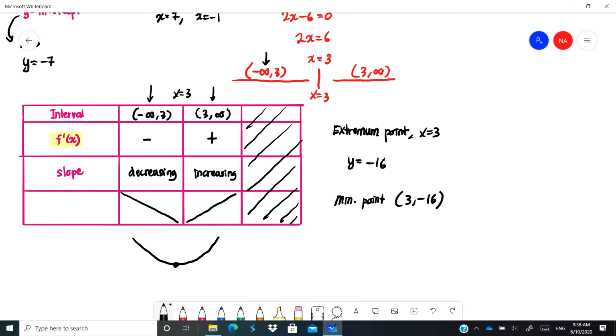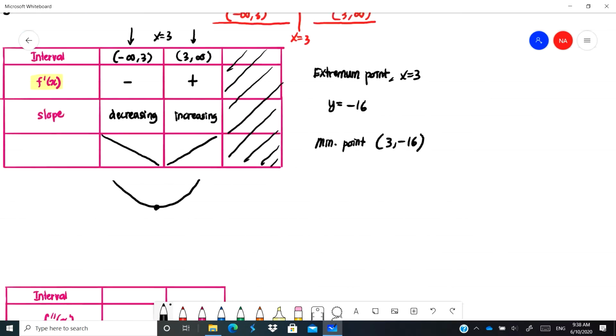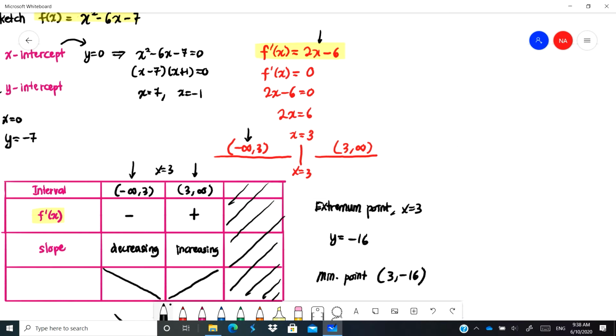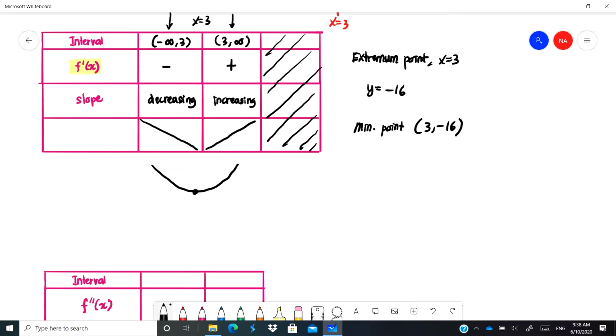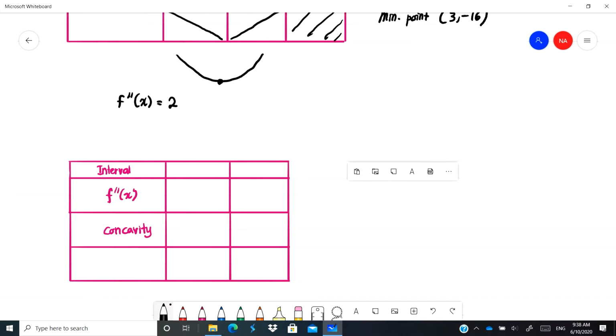Okay, that's easy. Now what else do we have to do? We have to check the concavity. If we differentiate f prime x, we'll get f double prime x, which is given by, in this case, 2. So 2 is a positive number, so over any interval the value is still positive, meaning that it's always concaving up. So the shape is always like this. We don't have this kind of shape in this case. So this one is concave up, so I'm going to write concave up.